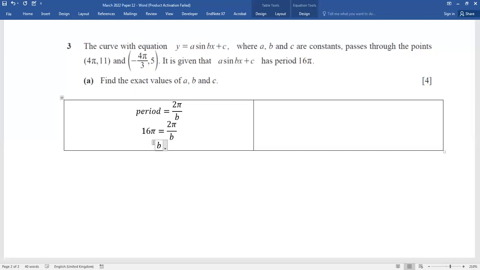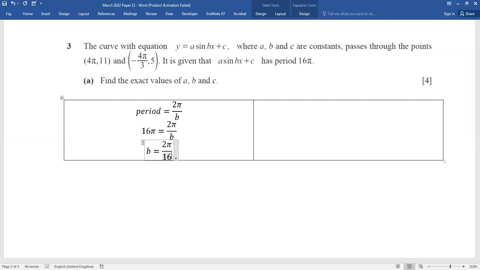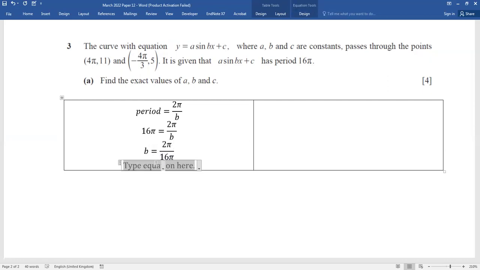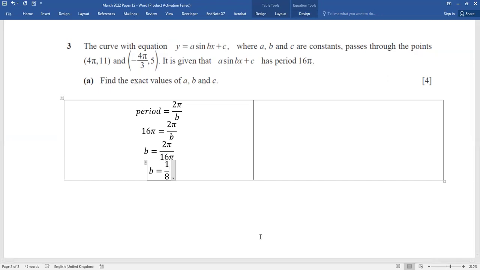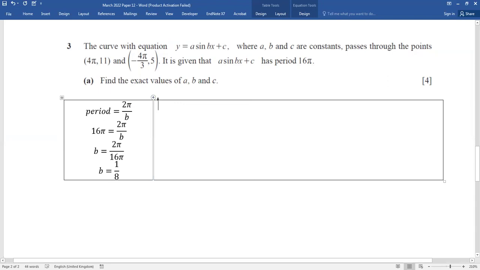2 pi and B की जगह B ही है इत्तेफाक से. So what is your value of B? 2 pi upon 16 pi. And the value of B is 1 over 8. Is this clear? Okay, now ये तो B आ गया. Now we can just plug in the remaining values.